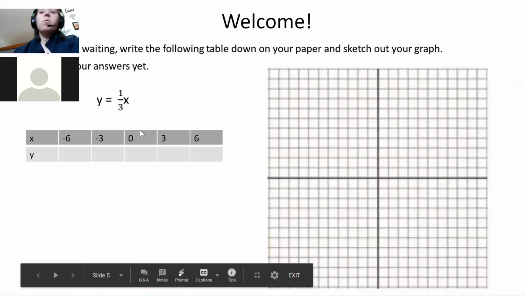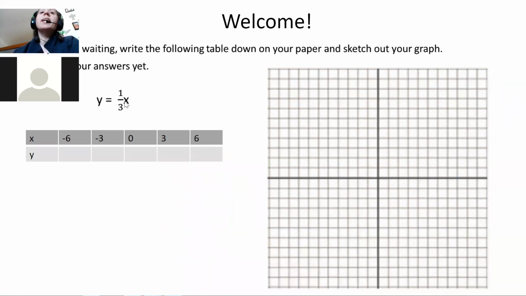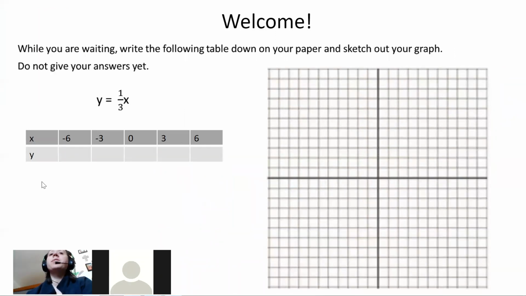And I have a question for you guys. Why, look at our XY table here, why do we have -6, 3? Why did we skip like 1 and 2? Why are we doing that? So if this is our function, why do you guys think that we're skipping 1 and 2 and 5 and all that?